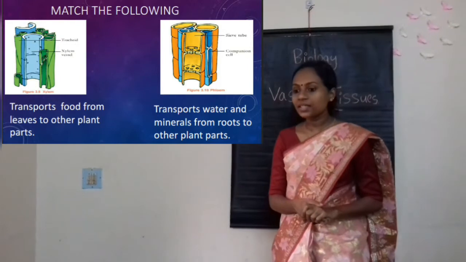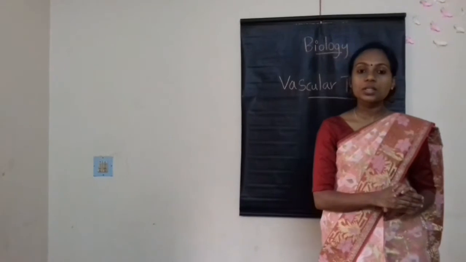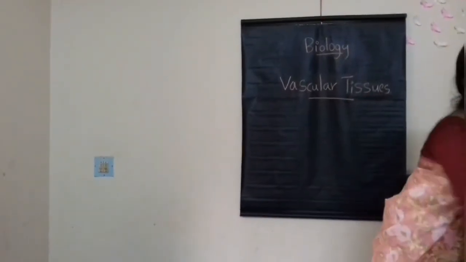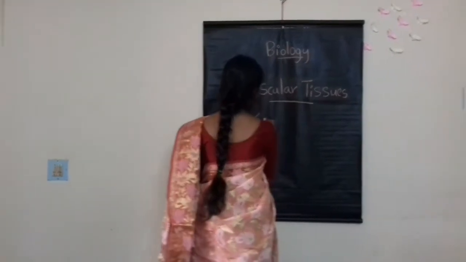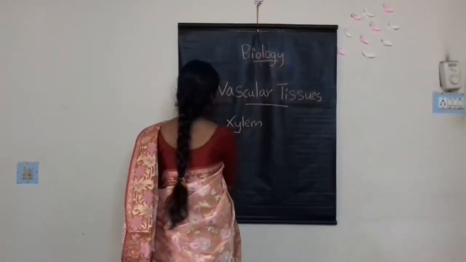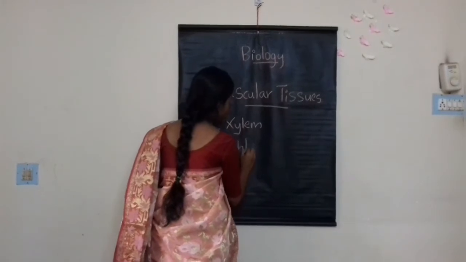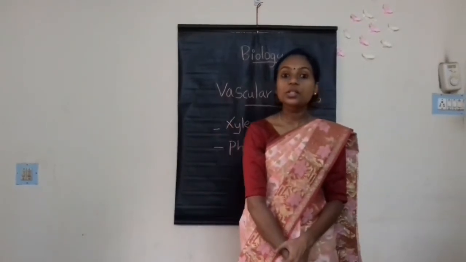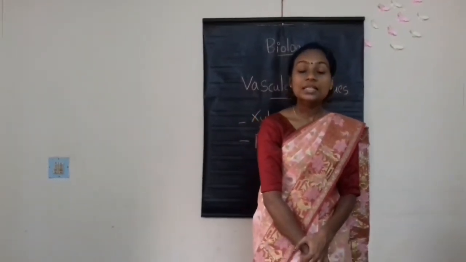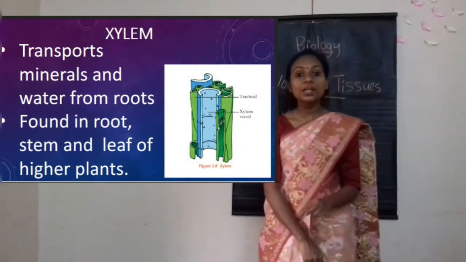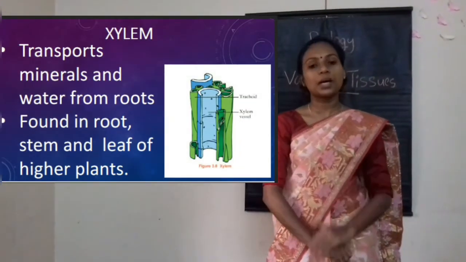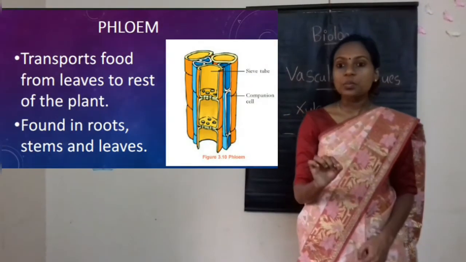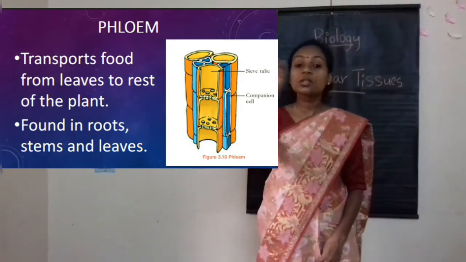Have you all completed your work? Can we recap? Which are the types of two tissues? Xylem and phloem. Yes, very good. Then, what is the function of xylem? Xylem transports water and minerals from roots to other plant parts, isn't it? The function of phloem. Phloem transports food from leaves to the rest of the plant parts.